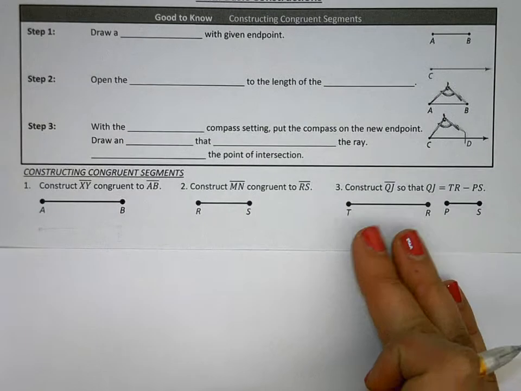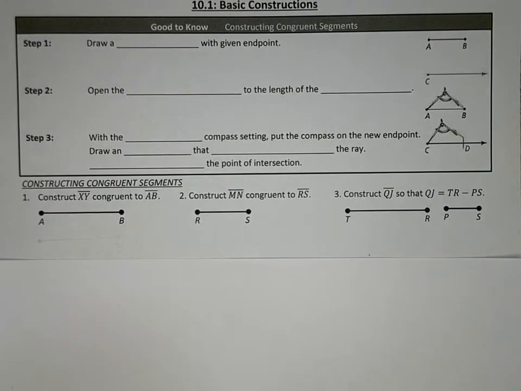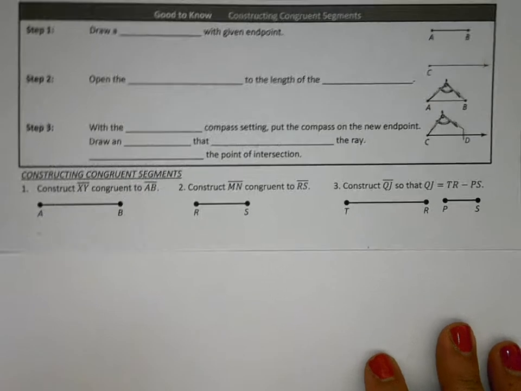So let's write out the steps first. Daniel, you are 7. So we're going to write out the steps first.